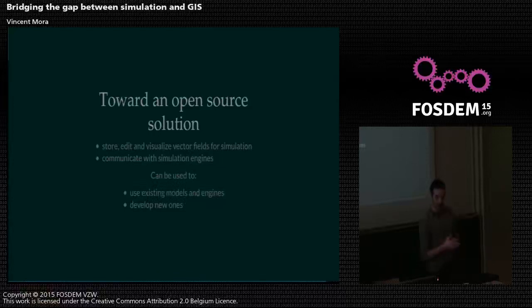So the idea would be to pave the way to have an open source solution to make the link between simulation and GIS, in order to be able to store, edit, and visualize vector fields for simulation, and to communicate with simulation engines. And that could be used to, of course, use existing models and engines as it is done with the processing toolbox, where you can connect pre-existing spatial analysis tools. And of course, it could be a set of APIs and protocols to develop new simulation engines.